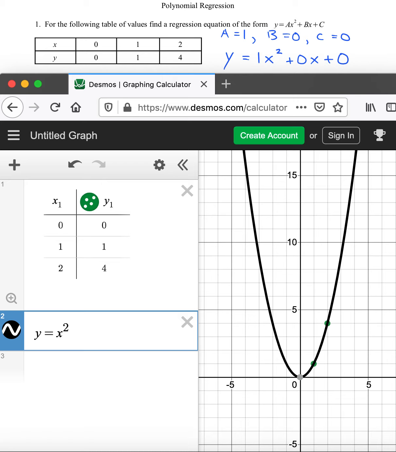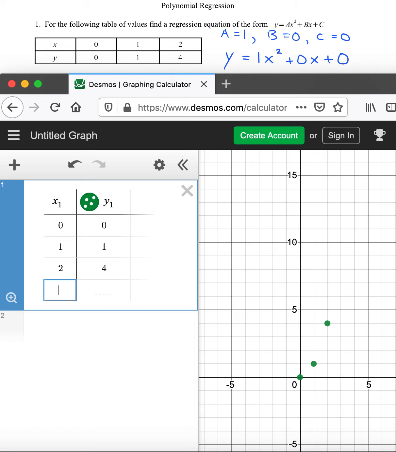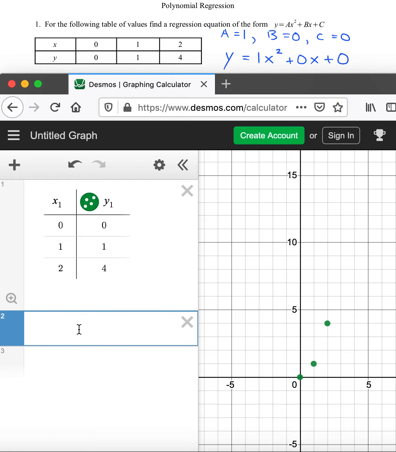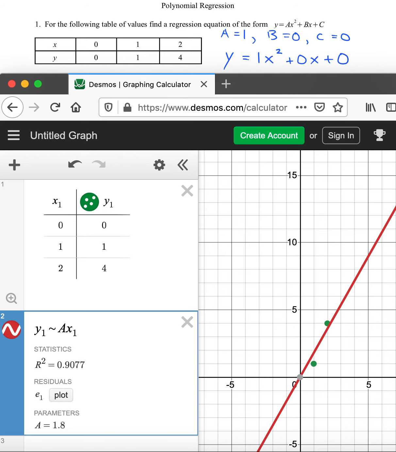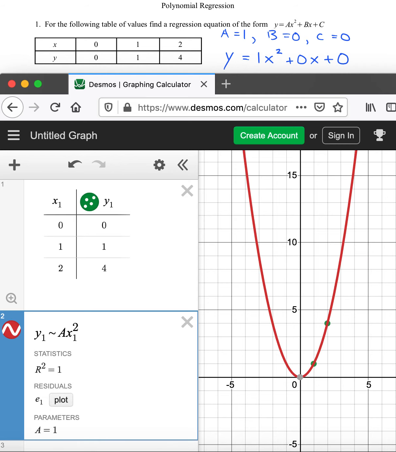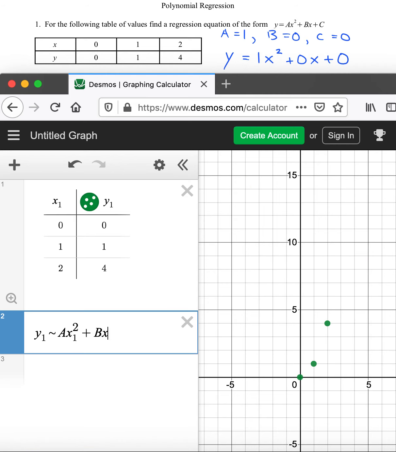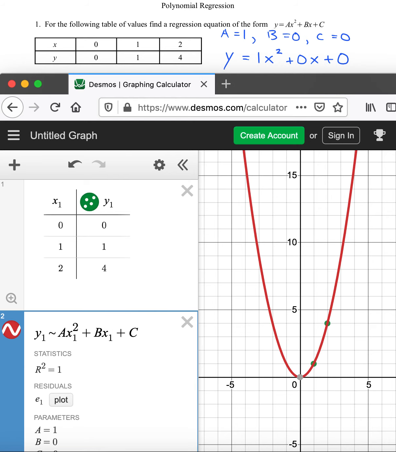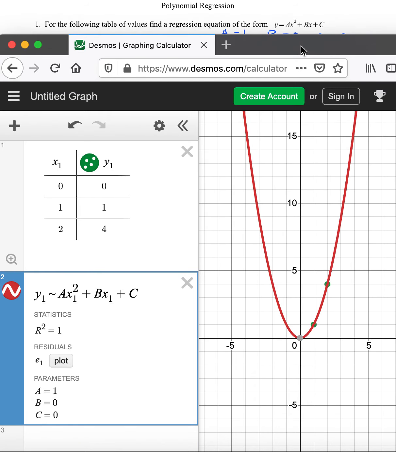But let's say that we didn't know what the best fit parabola was. And we wanted to find it using regression. Type in y1 tilde ax1 squared plus bx1 plus c. Desmos will now tell you what the best fit A, B, and C are for that parabola.